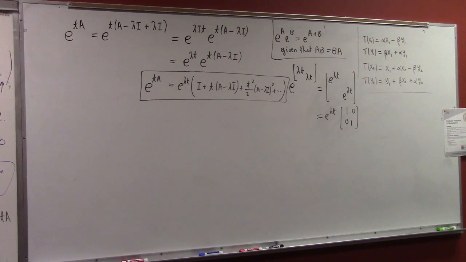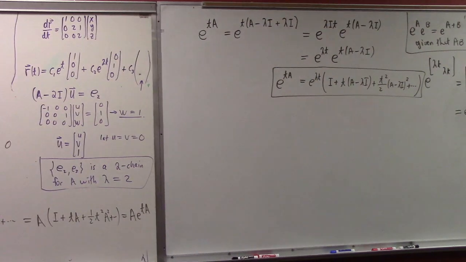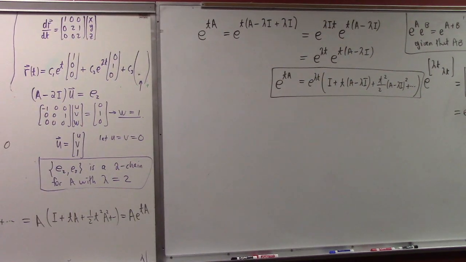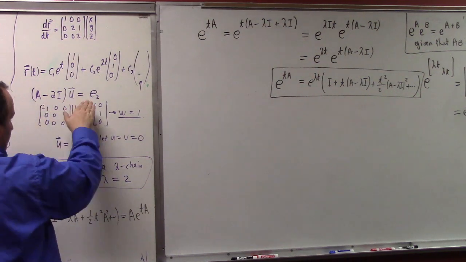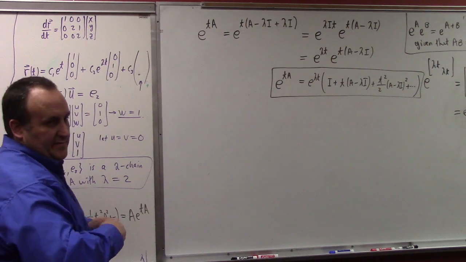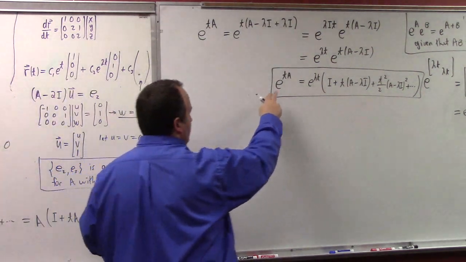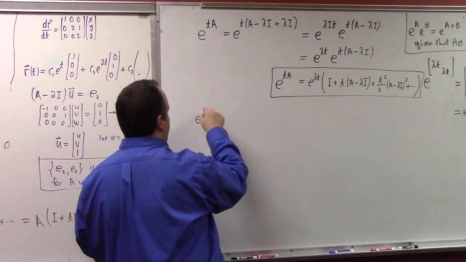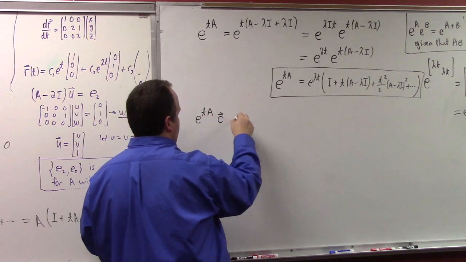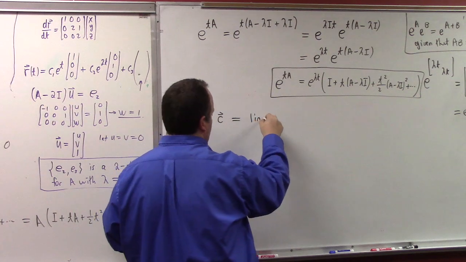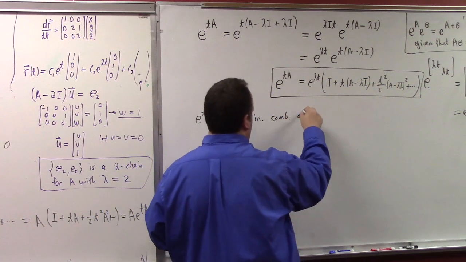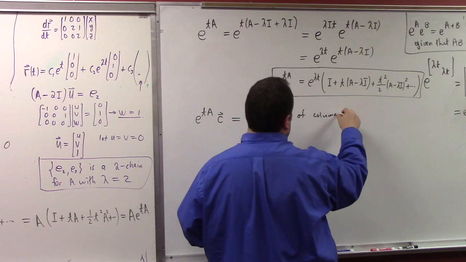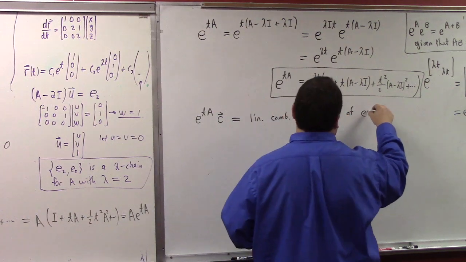I'm going to derive that third solution right now with this, okay? So, let me remind you. Oh, so right there it is. See that? Right here. Okay. So my claim, think about this. If you do e to the tA times a constant vector, this is equal to a linear combination of columns of e to the tA, right?